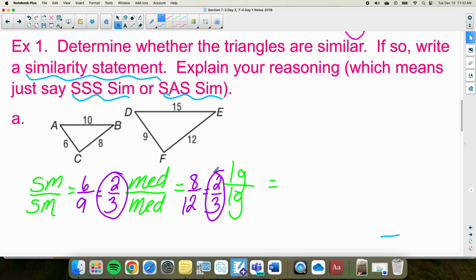Then if I do large, which is 10, over largest here, which is 15, 5 goes into each of those, so this is 2 over 3. Now, all of them are the same, so that means they're similar, and we have to write a similarity statement. In these, you have just the sides that you have to write a similarity statement with, and order does matter. So this is what I do when I'm doing this.